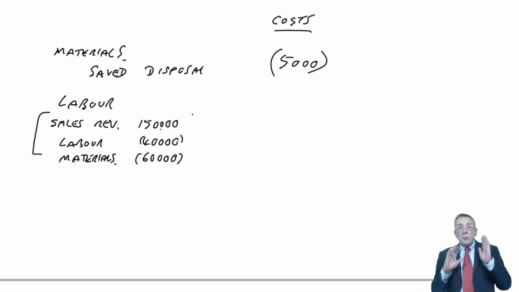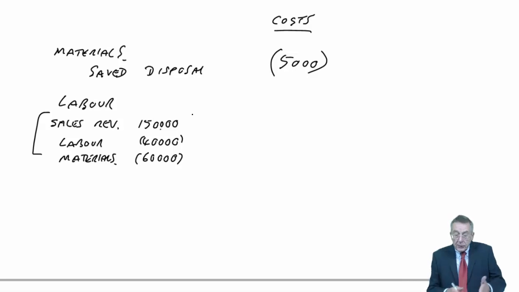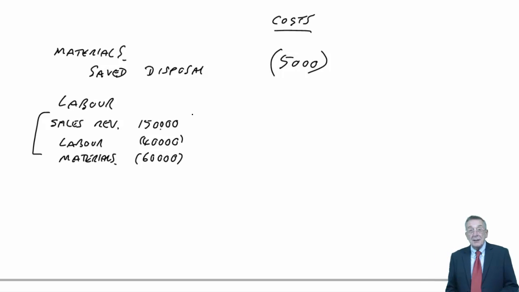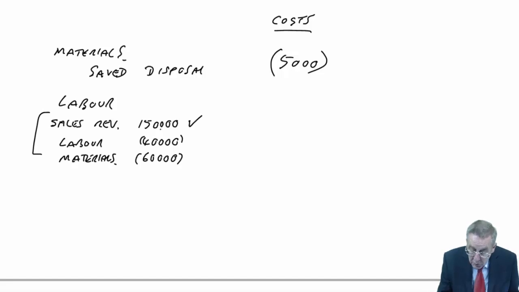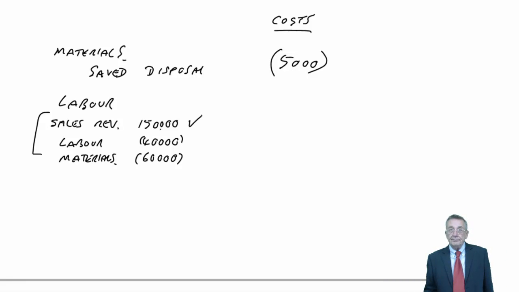So if we don't do the contract, that's what will be happening. We'll be earning 150 revenue. We'll be paying 40. We'll be paying 60. What's going to happen if we do the contract? Well, if we do the contract, we're going to lose that revenue.